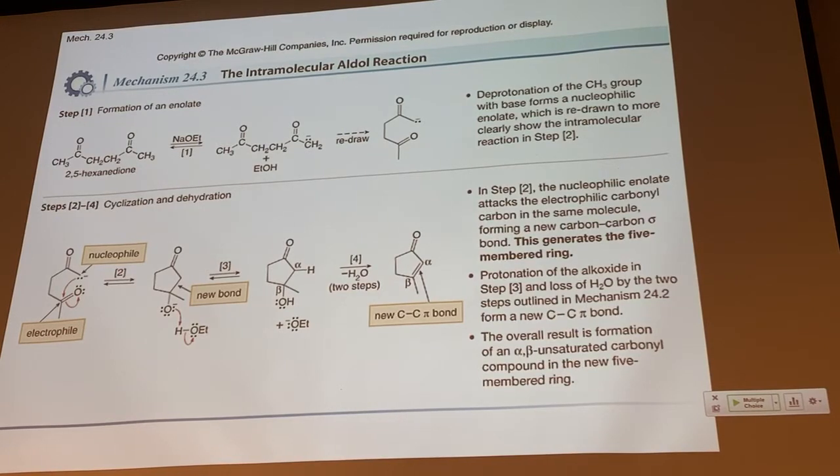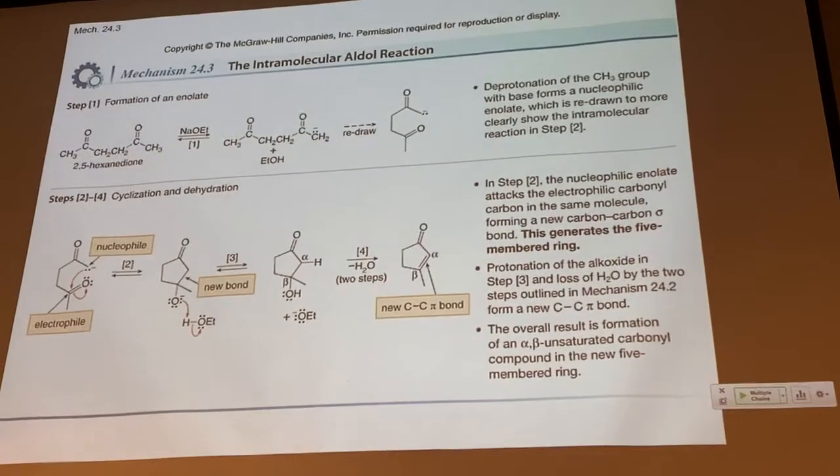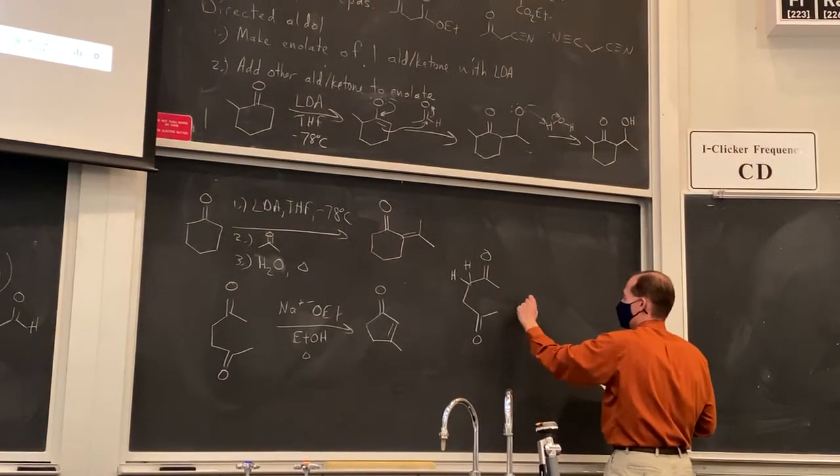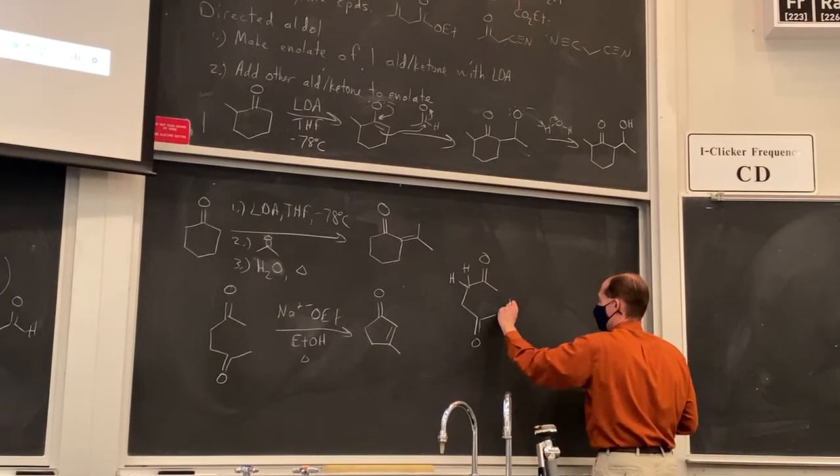Okay? So we can go ahead and draw the kinetic or the thermodynamic enolate. We'd be deprotonating one of these alpha hydrogens with our ethoxide.